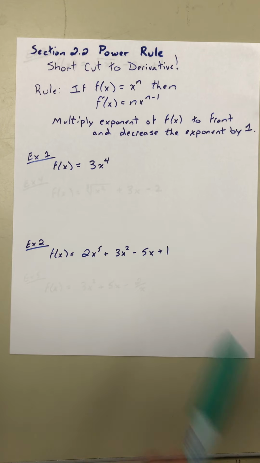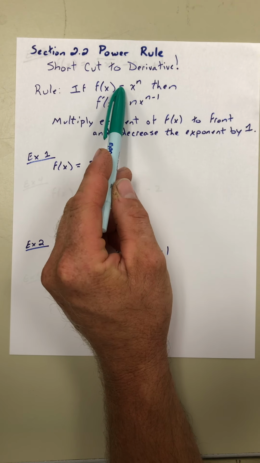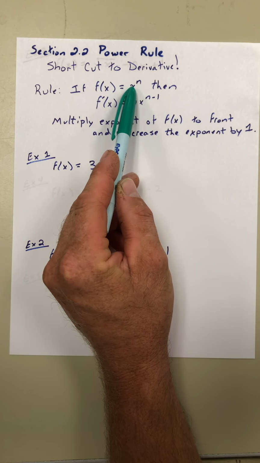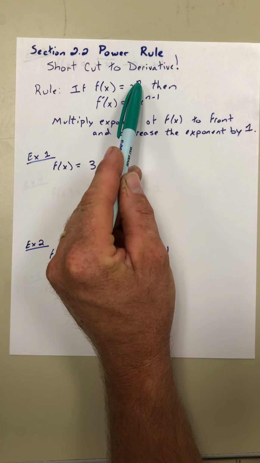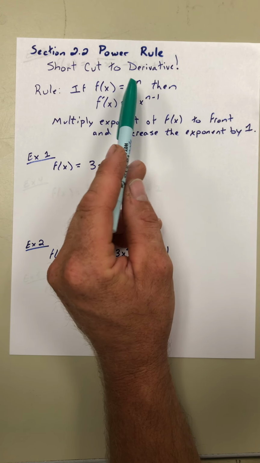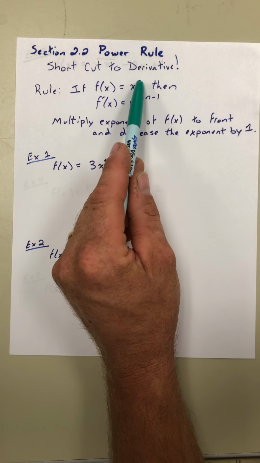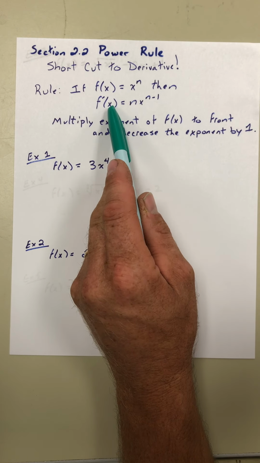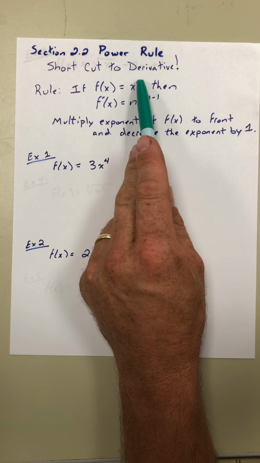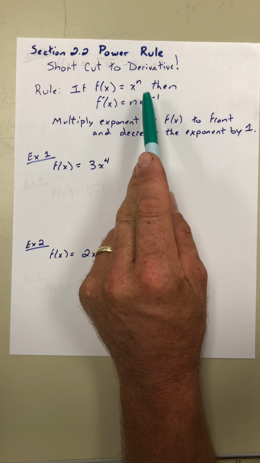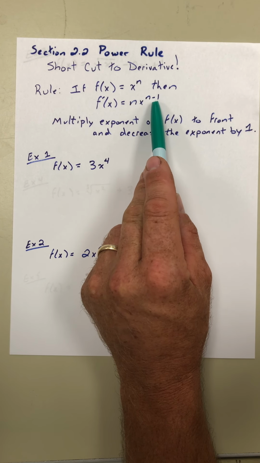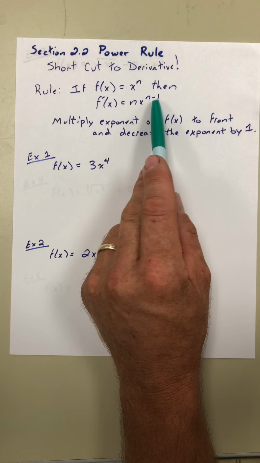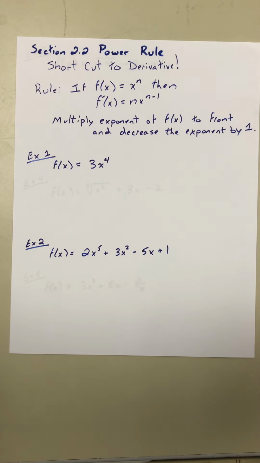If we give you f of x, the function, equal to some variable to an exponent, and the exponent is going to be a constant, a number, then for the derivative we can multiply that exponent to the front, and then subtract 1 from the exponent and give that new exponent to that variable. So this works if we're in polynomial looking form.